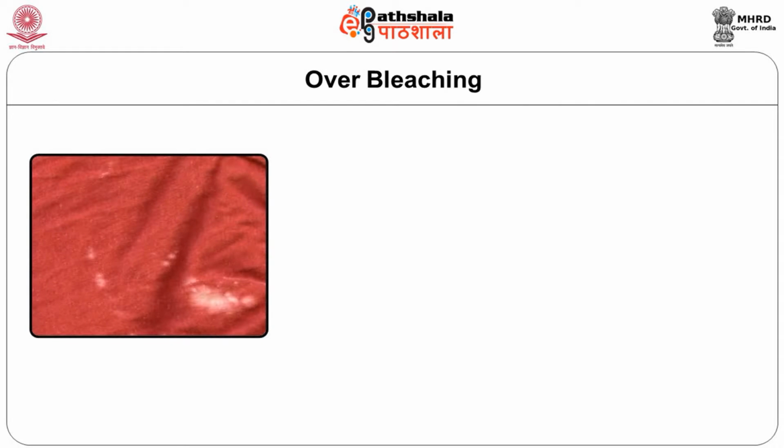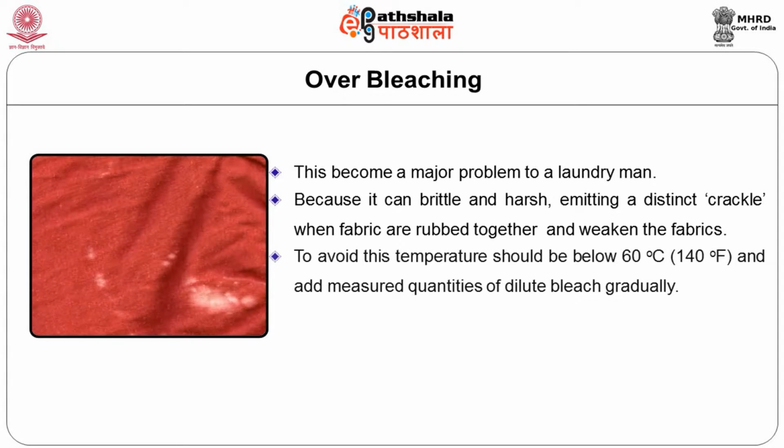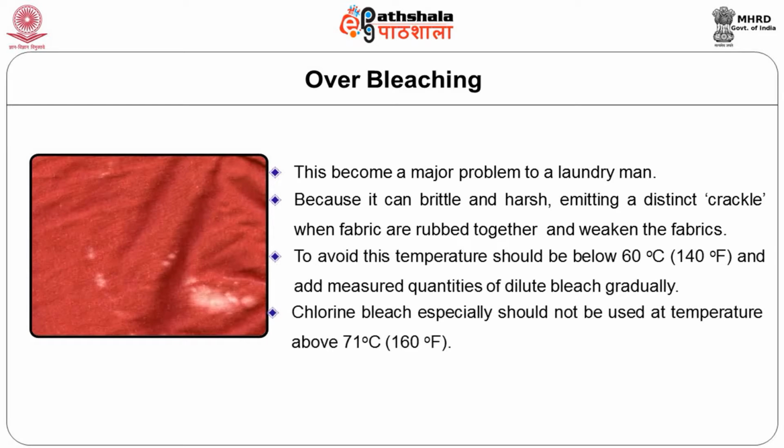Now, I am going to tell you about over bleaching. This becomes a major problem for a laundry person because it can make fabric brittle and harsh, emitting a distinct crackle when the fabric is rubbed together, and it weakens the fabrics. To avoid this, the temperature should be below 66 degrees centigrade and a measured quantity of dilute bleach should be added gradually. Chlorine bleach especially should not be used at temperatures above 71 degrees centigrade.